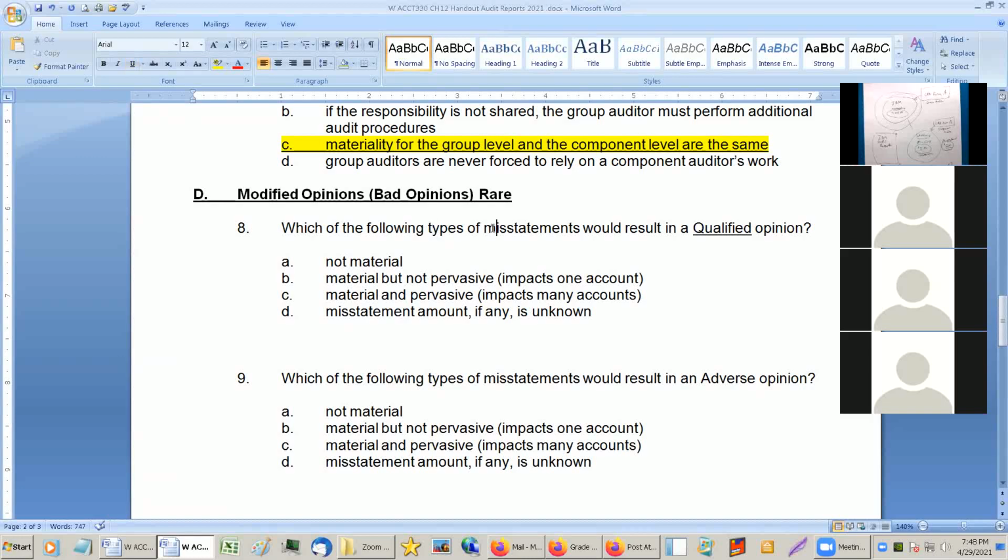The first type of bad opinion is a qualified opinion. And a qualified opinion is this. It's material, but it only impacts one account. It is not pervasive. So a qualified opinion usually only affects one account. It doesn't go all throughout the financial statements.